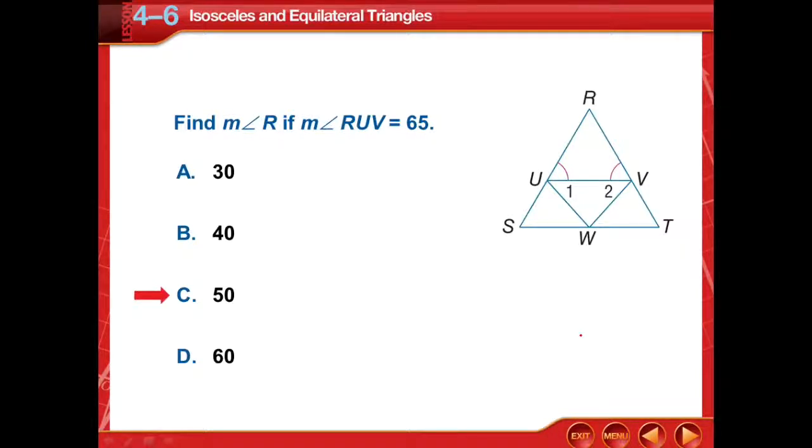The correct answer is C. The reason the correct answer is C is because angle RUV, which is here, is going to be 65. And since this has the same arc, this is 65. 65 plus 65 is 130. And 180 minus 130 is 50.